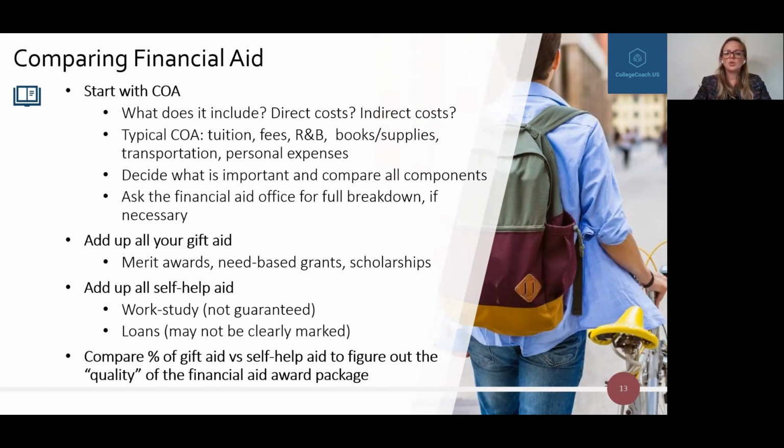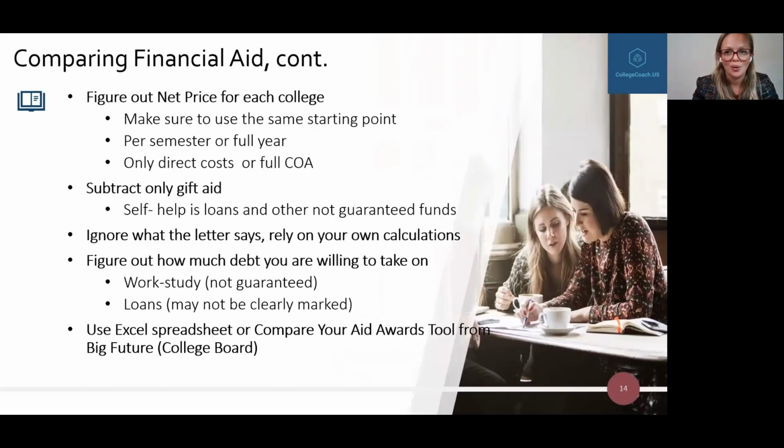And then what you can do is compare the percentage of gift aid and self-help aid to figure out the quality of the financial aid award package. Obviously, the higher the percentage of gift aid, the better quality that financial aid package is. You can have a package that covers 100% of need with all loans. So that's not a very high quality award letter. So I'm sure you understand where I'm going with that. So then, after you're looking at all your financial aid awards, you figure out the highest quality has the most gift aid.